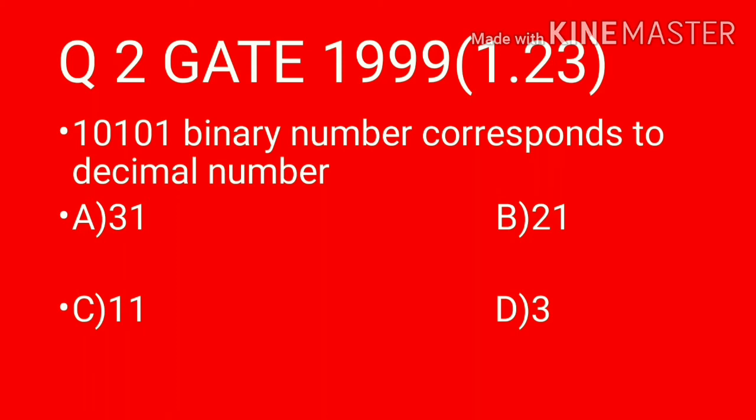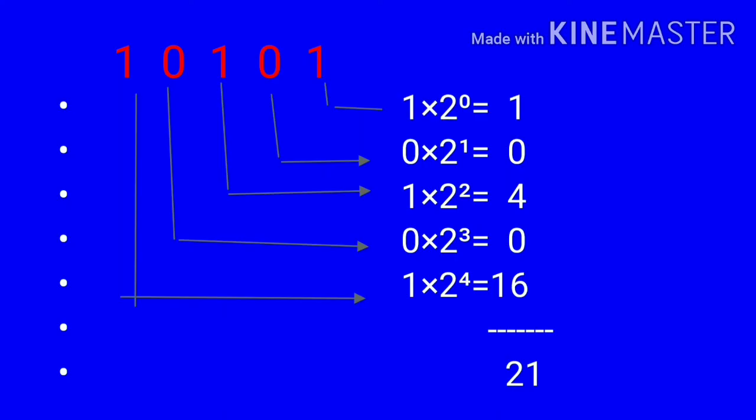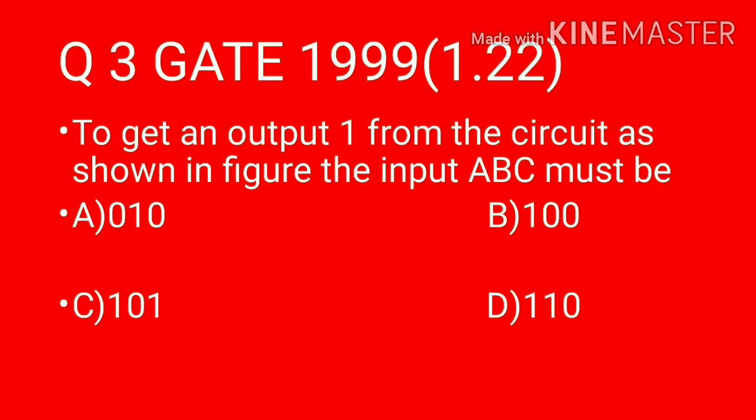Question number 2. 10101 binary number corresponds to decimal number. Four options are given: A 31, B 21, C 11, D 3. First value 1 into 2 power 0 is 1. Second value 0 into 2 power 1 is 0. Third value 1 into 2 power 2 is 4. Fourth value 0 into 2 power 3 is 0. Last value 1 into 2 power 4 is 16. Adding this we get 21. Therefore B is the correct answer.